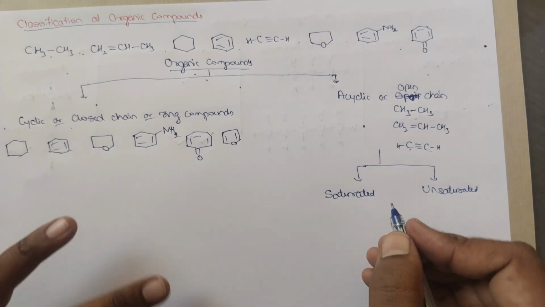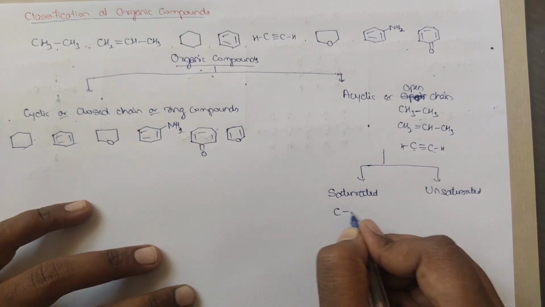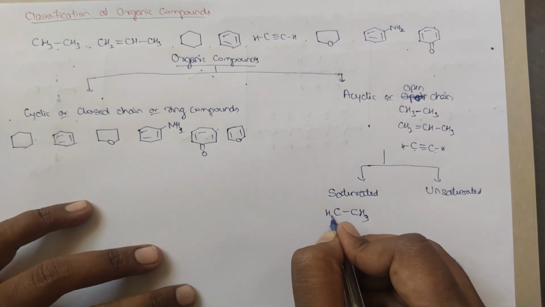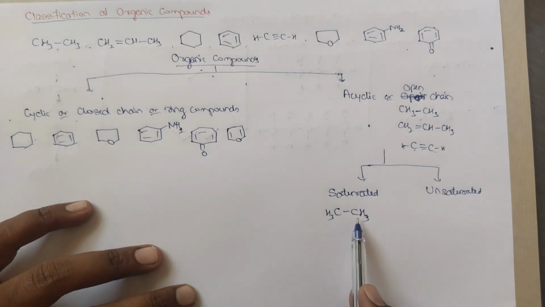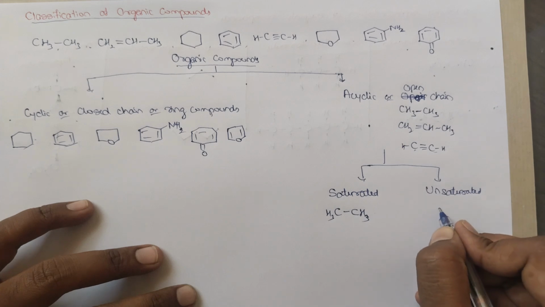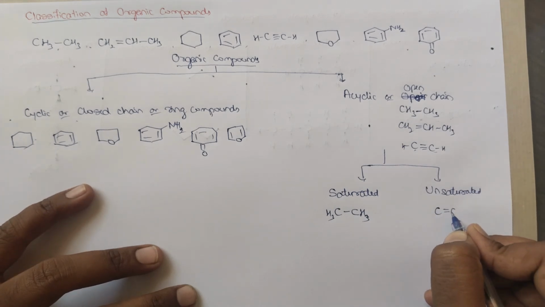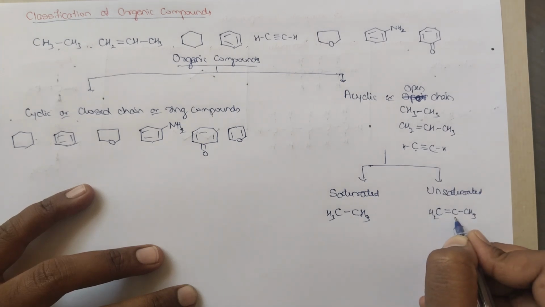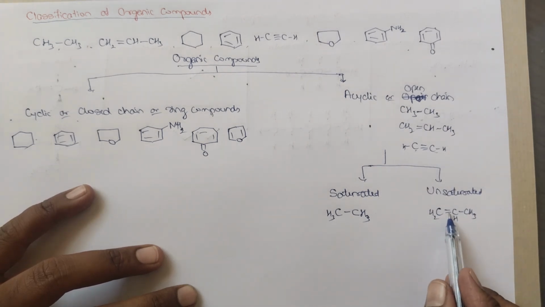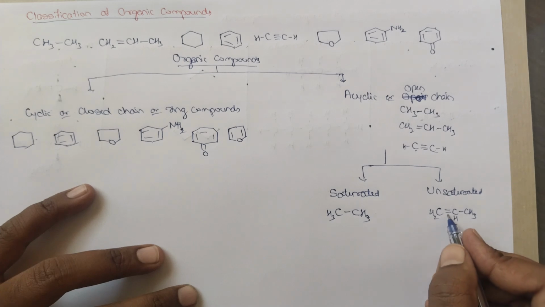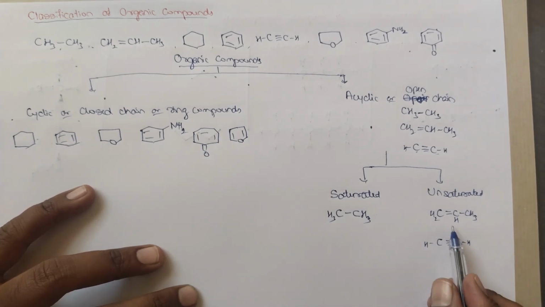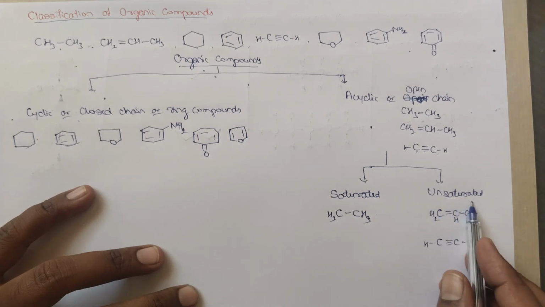Okay, saturated means if the compound has carbon single bonds, it is called saturated. And unsaturated compounds are those having any double bond or triple bonds; these are called unsaturated.